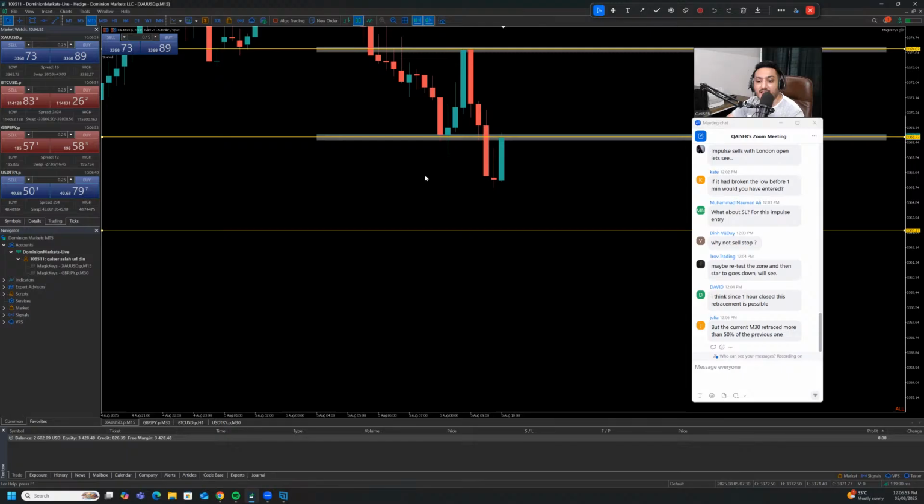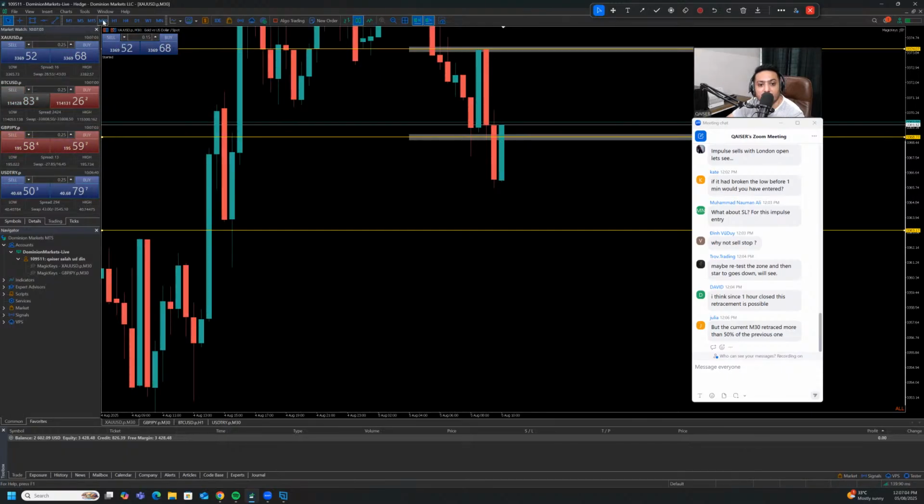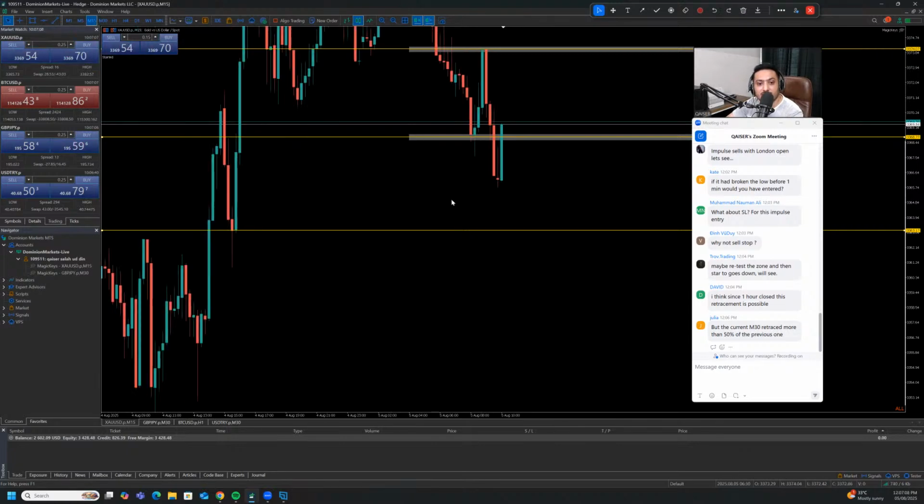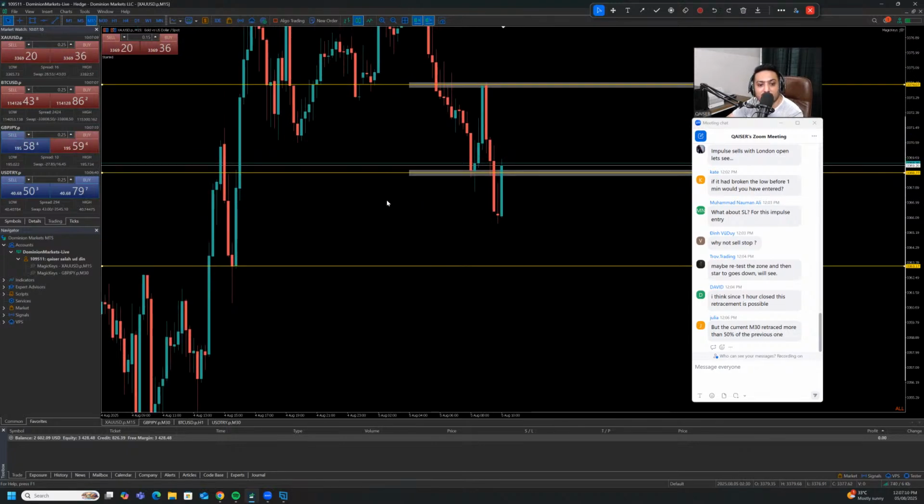Okay, maybe it retests the zone and then starts to go down. We'll see. Exactly, we'll see. See, this one is coming back into the range right now. Look at this one. Wow. Look at this one.